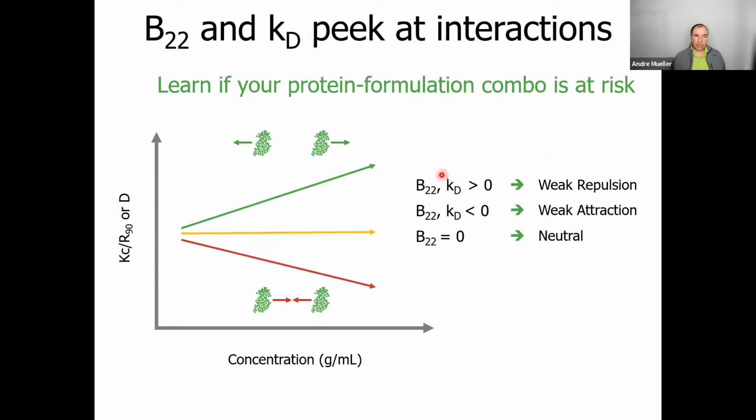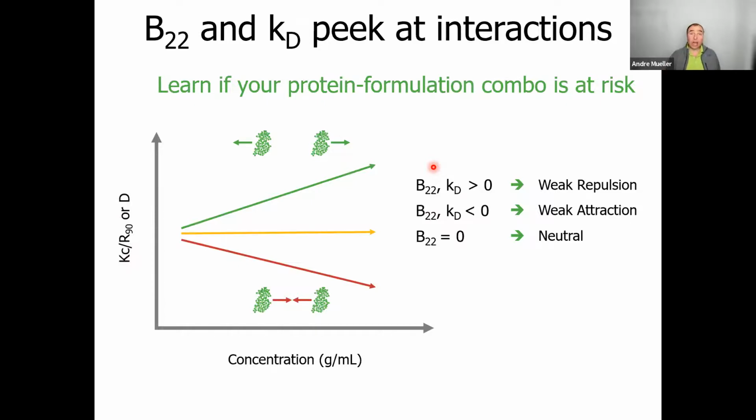The B22, the second virial coefficient, would not be determined in a DLS experiment. This would be determined in a static light scattering experiment. But you can see that this Kc divided by R90, the Rayleigh ratio at 90 degrees, could also be plotted here. And the readout is kind of comparable. So also a positive B22 indicates weak repulsion, and a negative B22 indicates attraction.